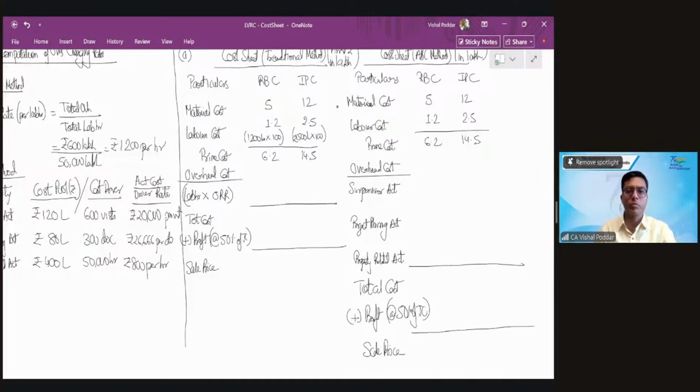Now, for overheads, I'll use the same labor hours and multiply them by the charging rate. Correct? So it is 14.4 lakhs here and 30 lakhs here. Correct, students?